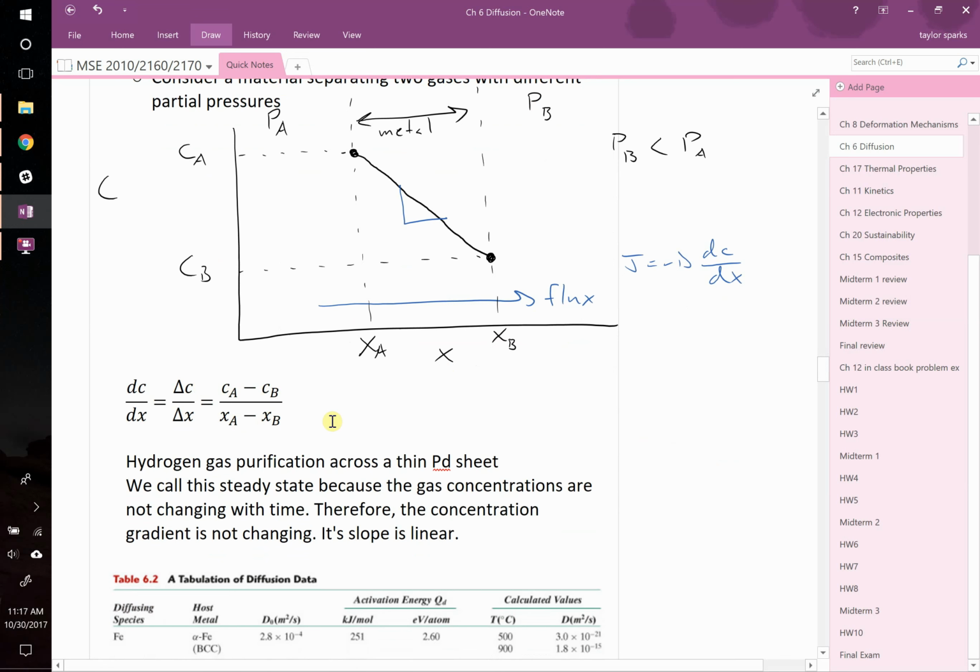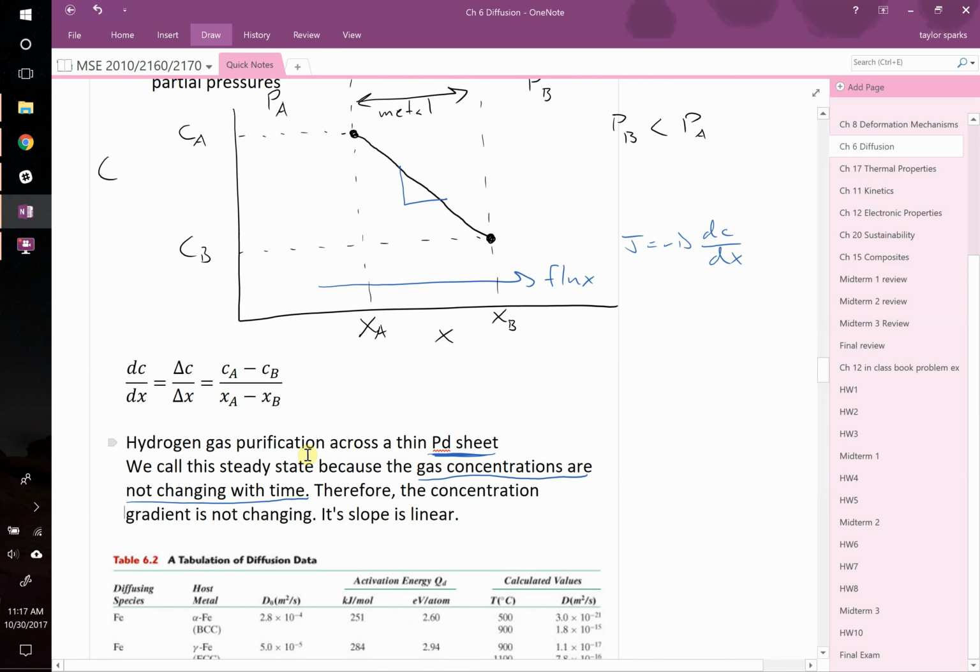So let's go ahead and take a look at this. Imagine hydrogen gas purification across a thin palladium sheet. You can actually do this. If you take a thin sheet of palladium and you've got a difference in your hydrogen partial pressure on either side, you could actually move hydrogen from one side to the other to purify it, right? And again, steady state just means that the gas concentrations, at this point Ca and Cb, aren't changing with time, right? And therefore the slope is linear.